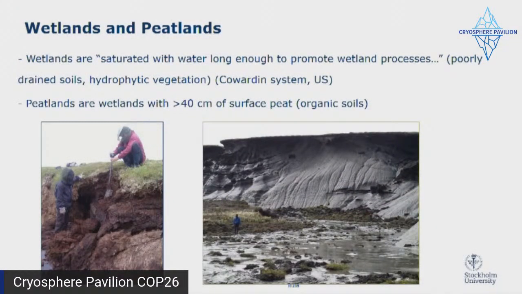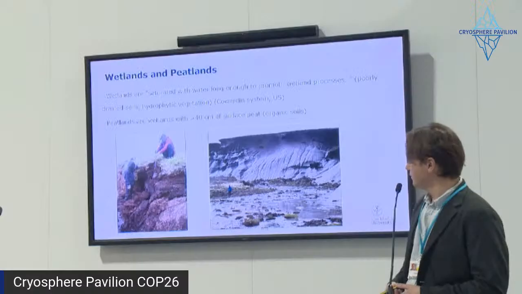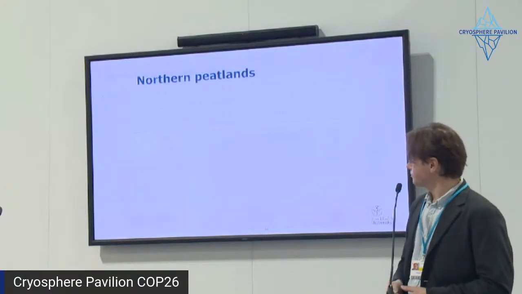You see a person there for scale standing contemplating this wetland. This wall behind him is pure ice and frozen soil. It's about 30-40 meters high. And as this thaws, it creates a wetland environment with very dynamic greenhouse gas emissions associated with it.